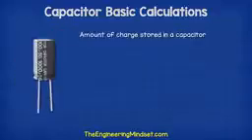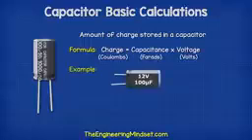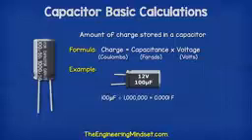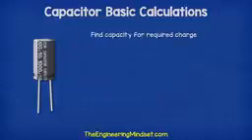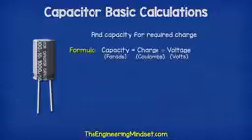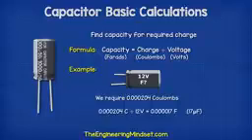The amount of charge stored in a capacitor is calculated using the formula charge equals capacitance in farads multiplied by the voltage. So for this 12 volt 100 microfarad capacitor, we convert the microfarads to farads, then multiply this by 12 volts to see it stores a charge of 0.0012 coulombs. If we needed to store a charge, then we just divide this by the voltage, in this case 12 volts, to see we need 17 microfarads.